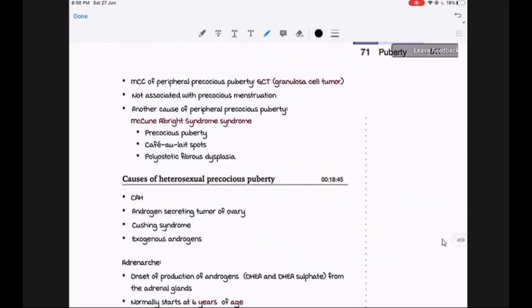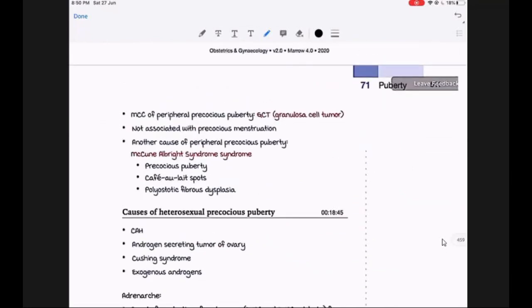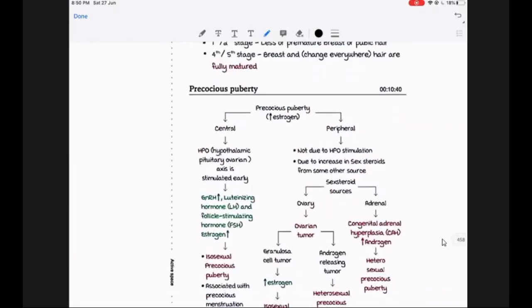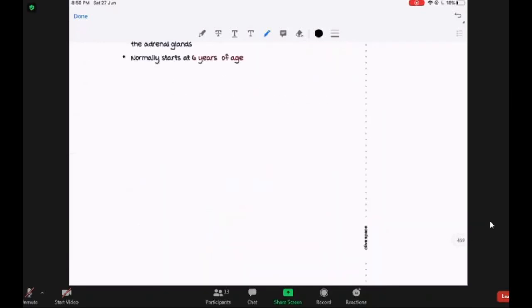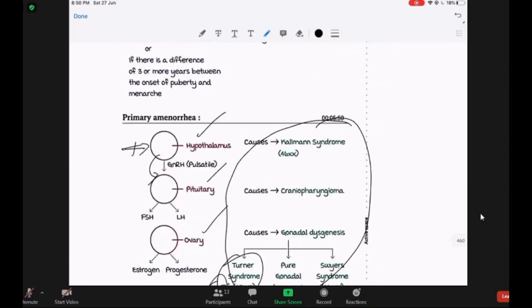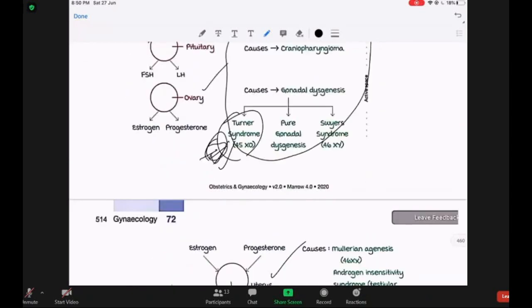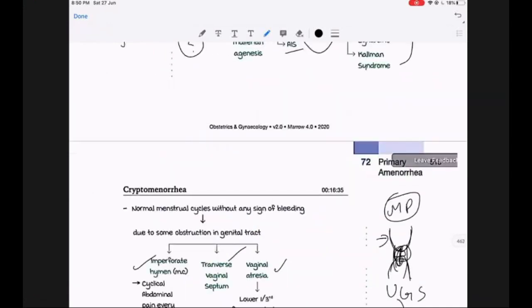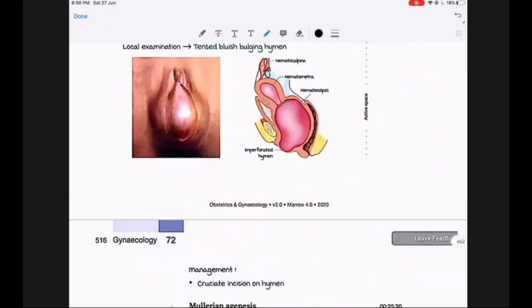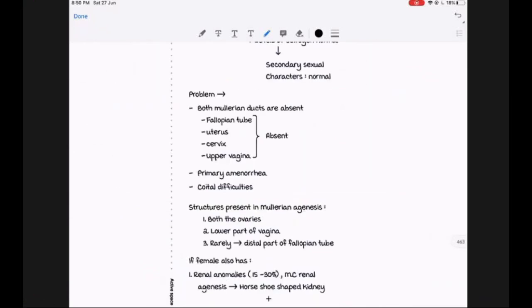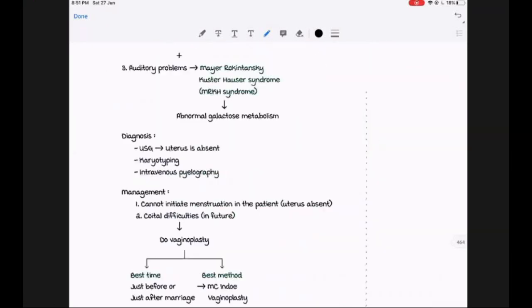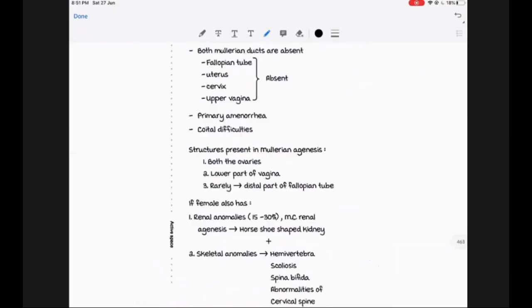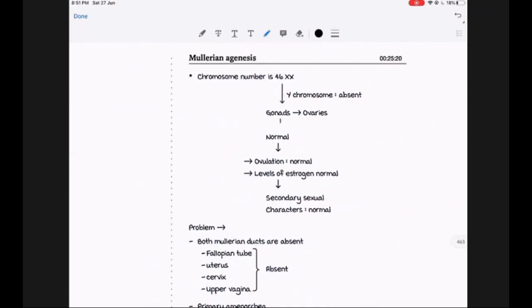What is that? What test is that? Can one of you unmute and tell? My question is, how do you test if that person is a male or a female? The best way to know. Karyotyping. Yes, exactly. So we can do something called karyotyping, right? That is the best way to know the cause for primary amenorrhea. That becomes your investigation of choice.